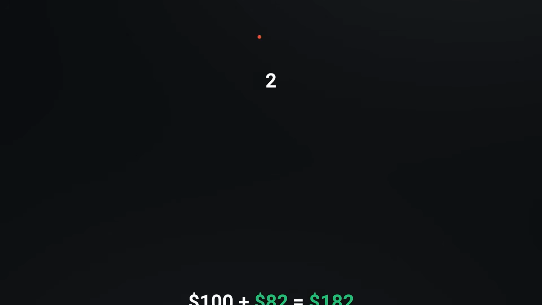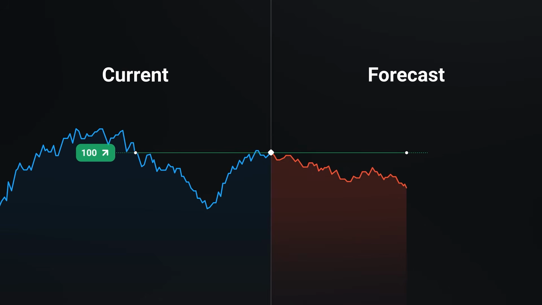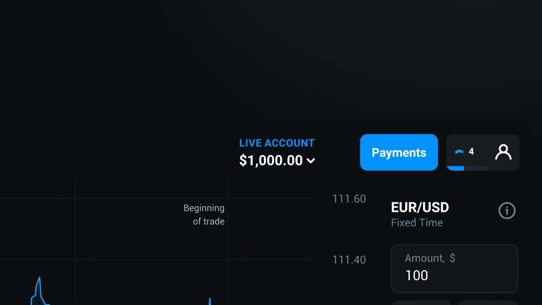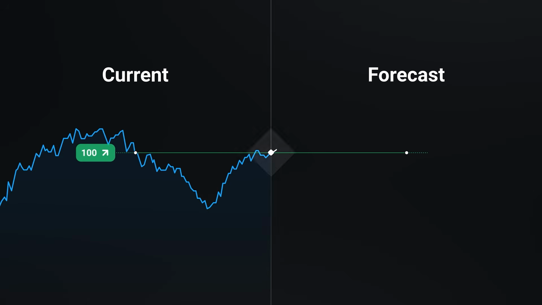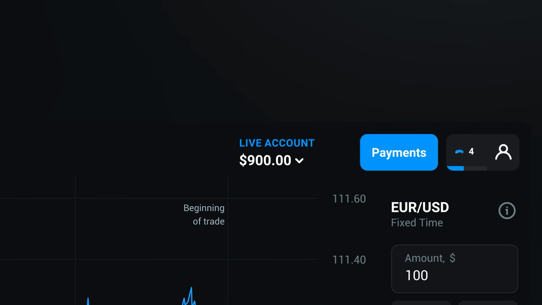$182. The second outcome: in 5 minutes the price will be below the opening point. Our forecast was incorrect. In this case, the loss will be the amount of our trade of $100. The third outcome: the price may not change during the selected 5 minutes. In this case, we will not earn anything, but we will not lose anything either, because the $100 returns to the deposit balance.